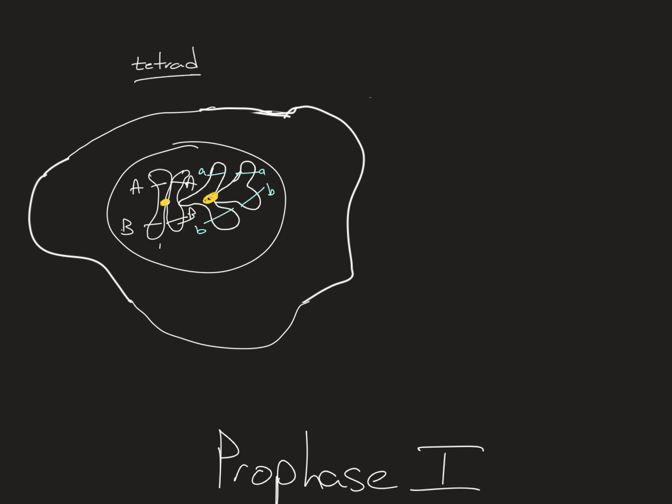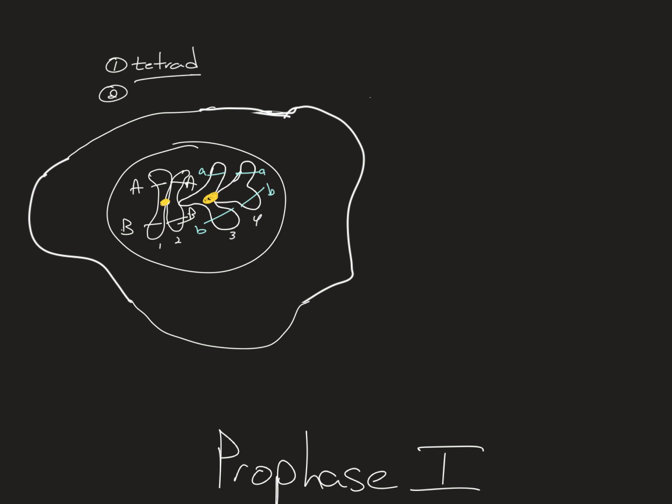So 1, 2, 3, 4. The 4 sister chromatids are together. So that's happening in prophase 1. So they're already stuck together. And then the other thing that happens in prophase 1, so they form a tetrad.